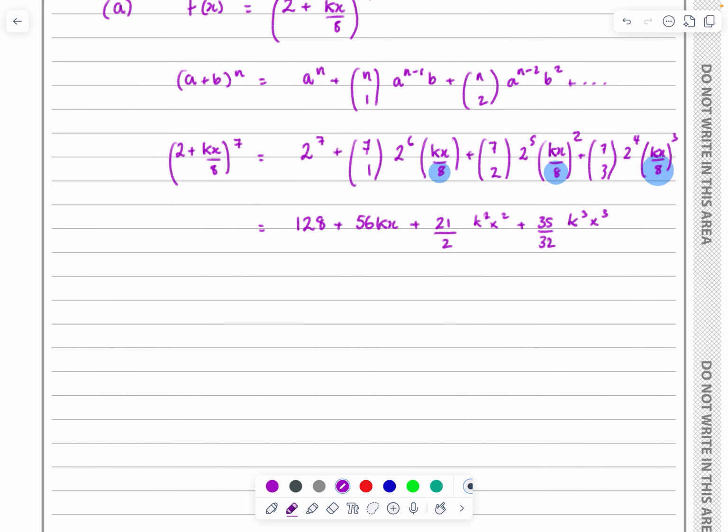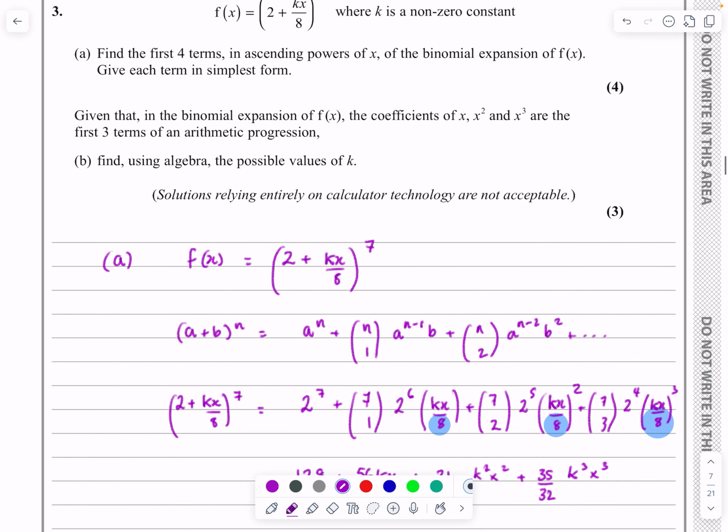So once I've got that, that's the answer. That's the answer to part A. Find the first 4 terms. Yep, done that. Let's have a look at part B then.